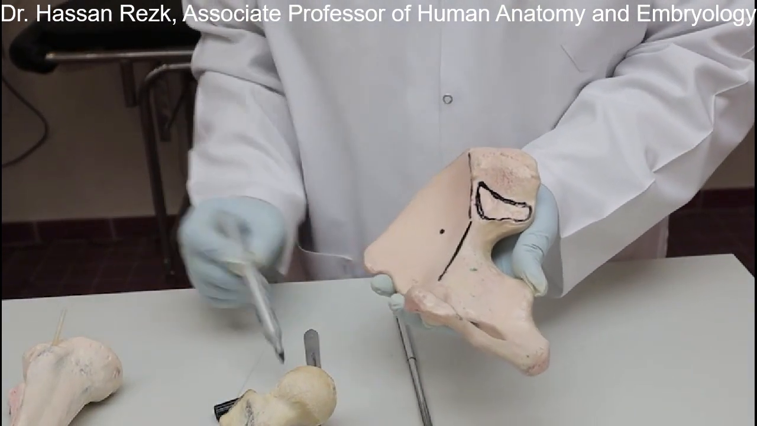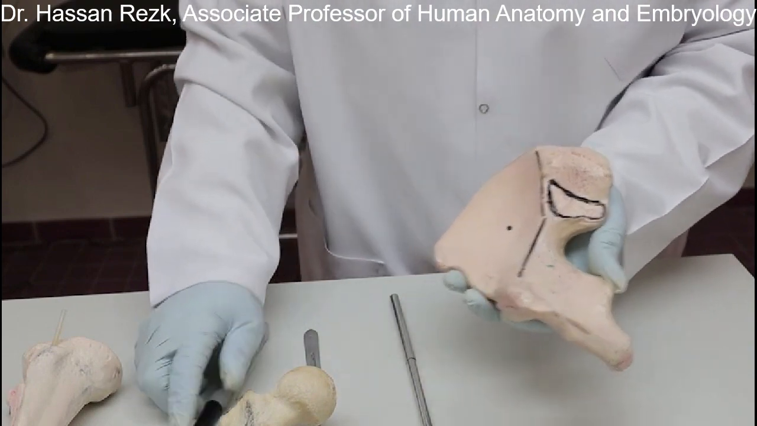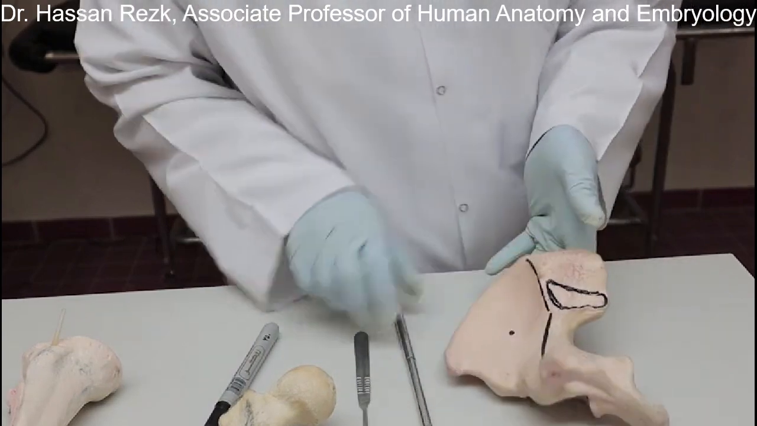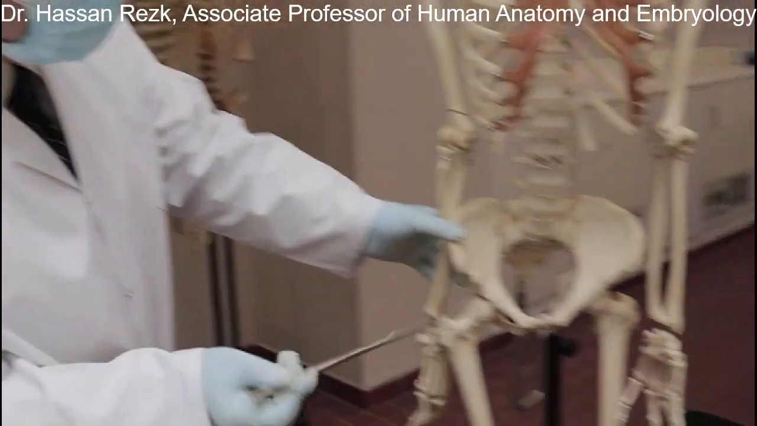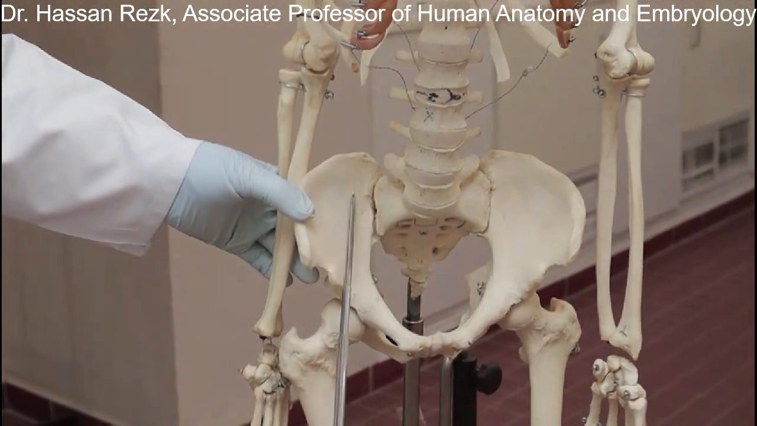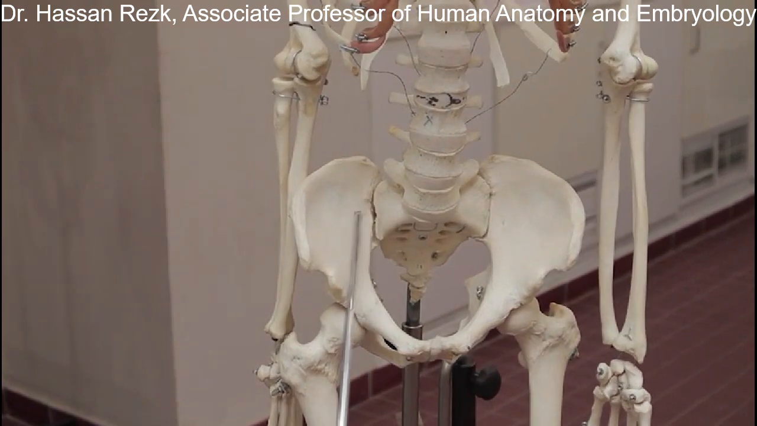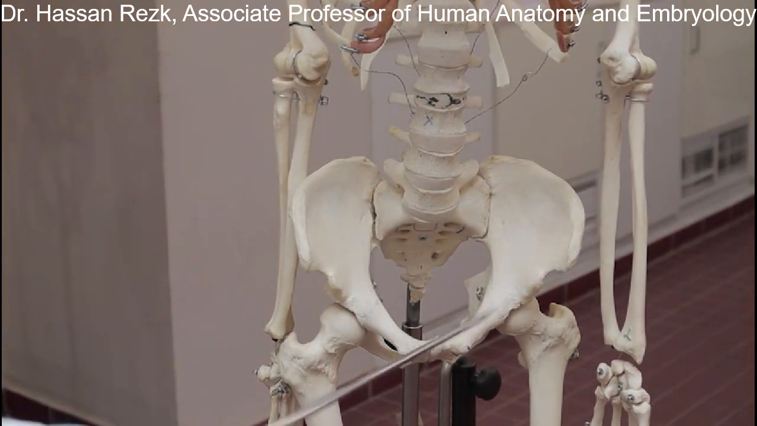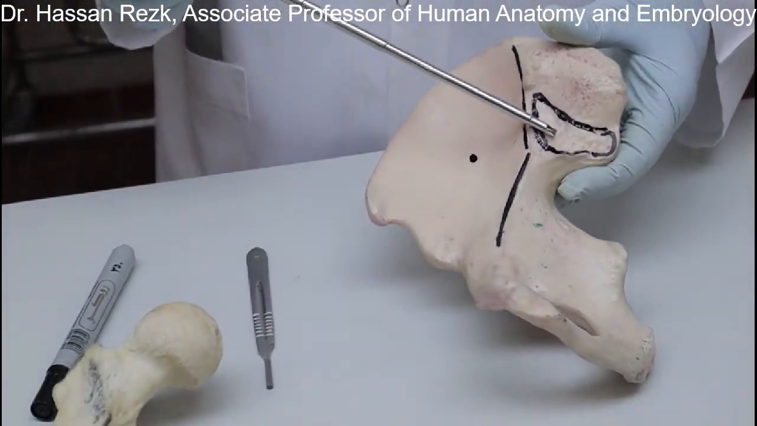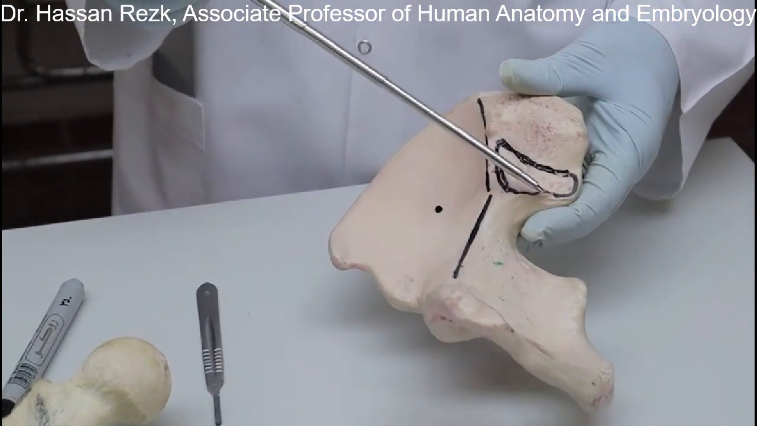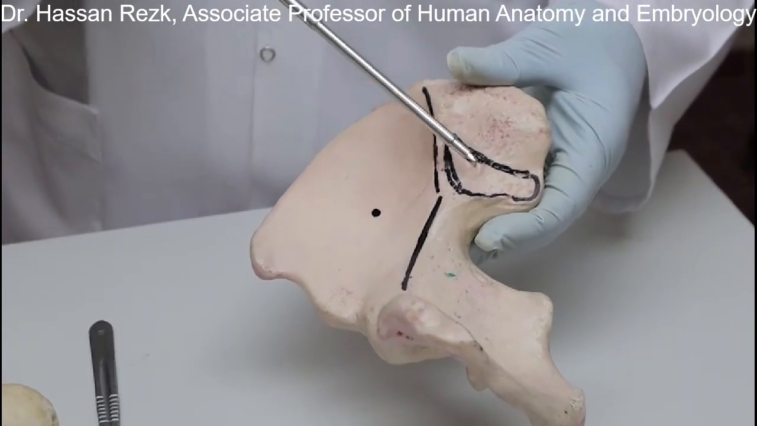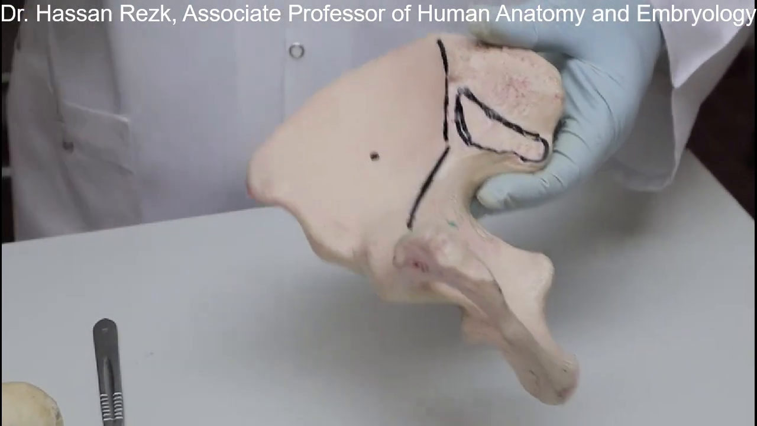Why? Because this surface is for articulation with the sacrum to form a sacroiliac joint. So here, back to the model. We have this joint. This joint is the sacroiliac joint, which is the articulation between the sacrum and the ilium. This is the area in the hip bone for the articulation with the sacrum, which is known as the auricular surface, or articular surface, for the articulation with the sacrum to form the sacroiliac joint.